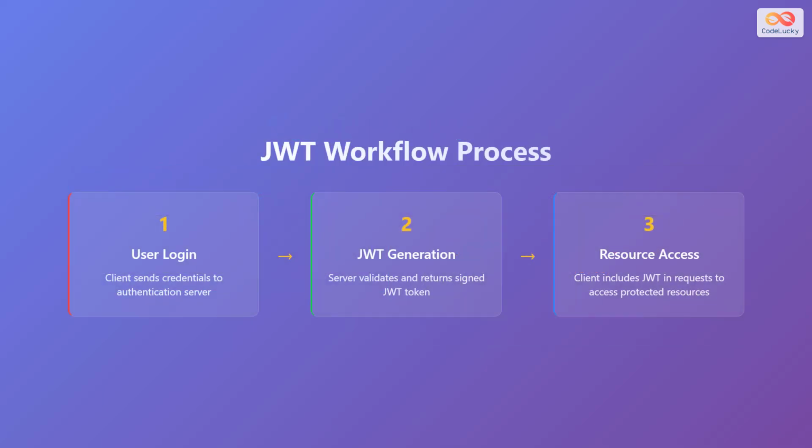Let's walk through the typical workflow of using JWTs for authentication. First, the client sends their credentials, such as a username and password, to the authentication server. Second, upon successful authentication, the server generates a signed JWT token containing claims about the user. Finally, the client includes the JWT in subsequent requests to access protected resources, and the server verifies the token's signature to ensure its validity. This process allows for stateless authentication, where the server doesn't need to maintain session information.